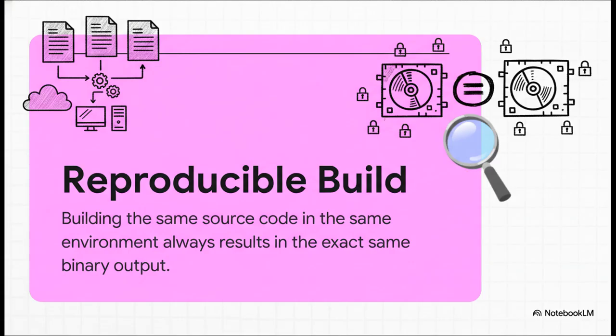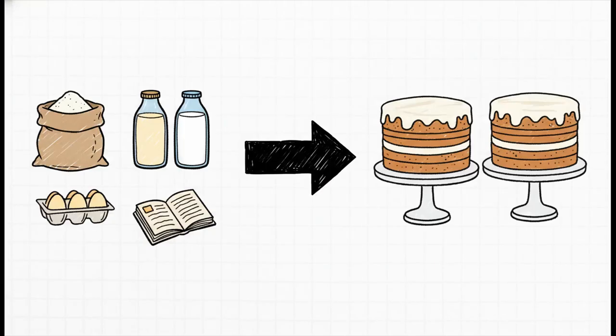Well, the definition is pretty simple but incredibly powerful. A reproducible build means that if you take the very same source code and you build it in the very same environment, you will always get the exact same binary output. I mean, bit for bit, identical. No surprises, no maybes. The whole concept just boils down to this simple mantra: same input leads to the same output. Think of it like baking a cake. If you use the exact same ingredients, the same oven temperature, the same recipe, you should get the exact same cake every single time. Software should be no different, right?